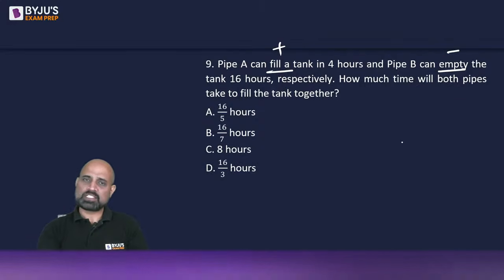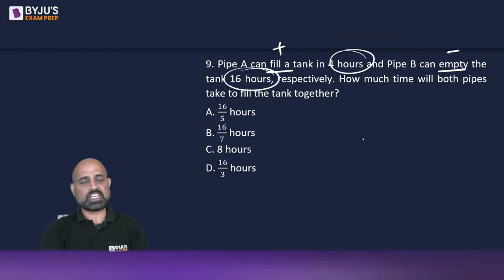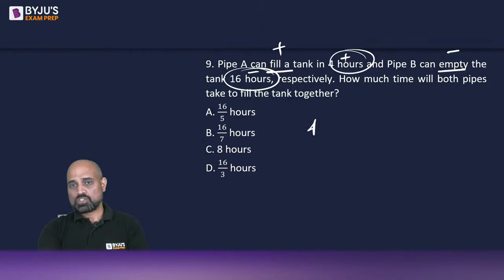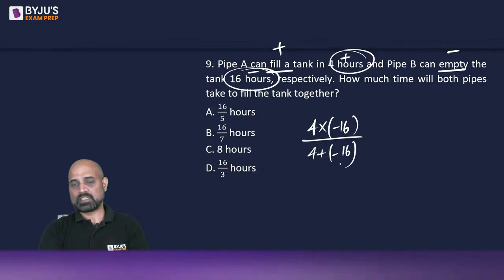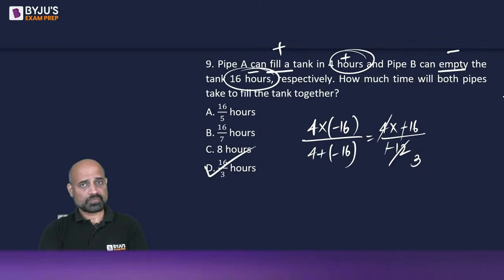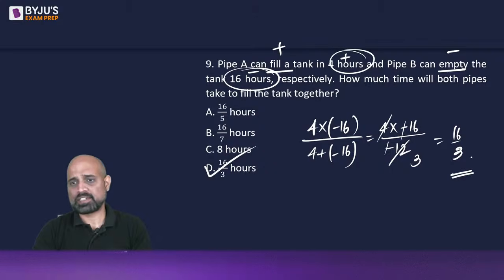And same formula as the previous one. 4 hours और 16 hours का same calculation, but 4 hours will be with a plus sign and 16 hours will be with a minus sign. So we will have 4 into minus 16 divided by 4 plus minus 16. So this is going to give us 4 into minus 16 divided by minus 12. So we will have a 3 in the denominator, minus तो चला गया. 16 by 3, option D. Right? बस इतना ही करना होता है, इससे ज़्यादा नहीं.